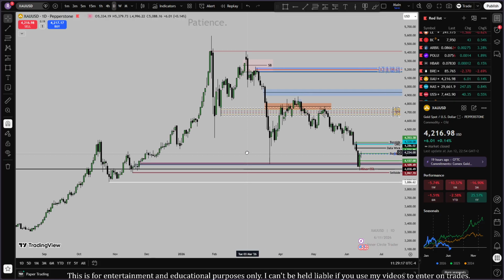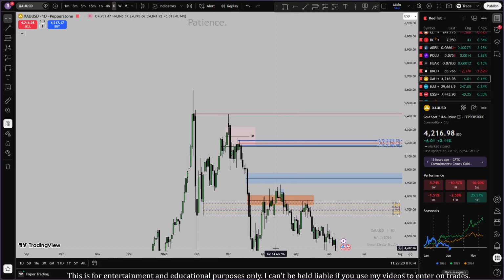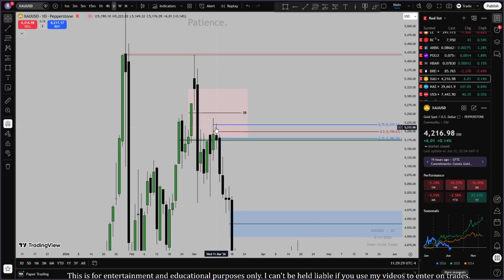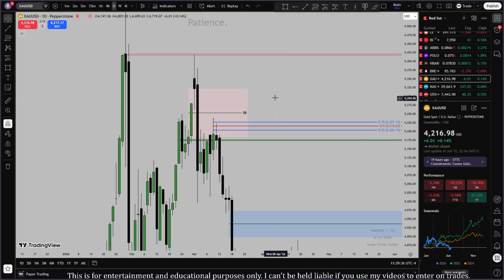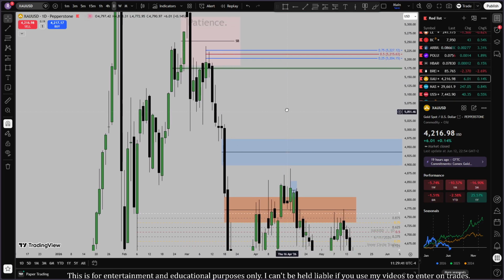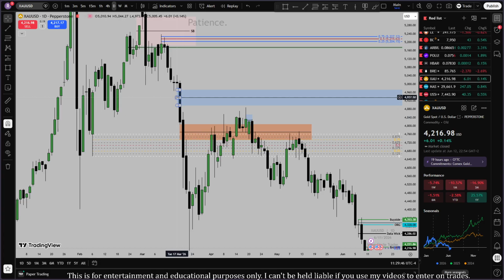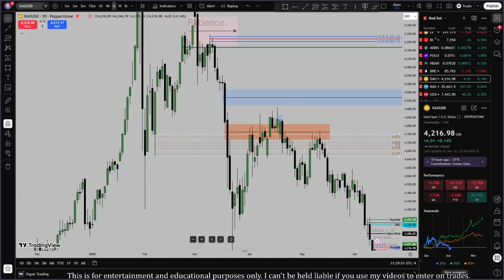we formed this suspension block on the daily. Now that then treats as an inversion fair value gap. Check how they use this. I think that is on the higher time frame. And then we sell off. So we haven't yet come back to this breakaway on the 4 hour, but on the daily we did tap into it. So that should suffice.